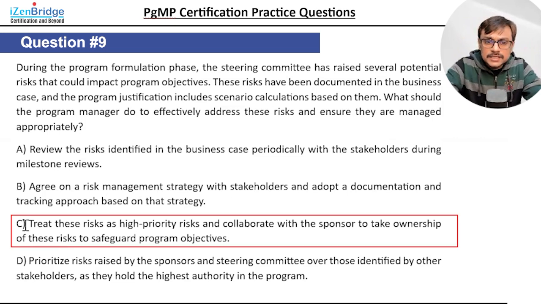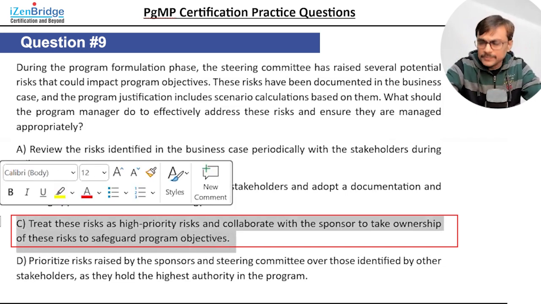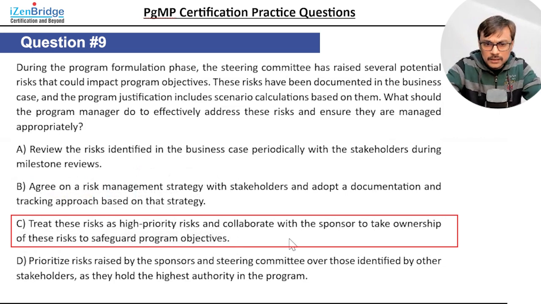Let's see. Option C, treat these risks as high priority risks and collaborate with the sponsor to take ownership of these risks to safeguard program objectives. Yes, they are most likely to be high priority risks. Yeah, and there is a possibility that some of them may not be high priority risks. Yeah, there's a possibility also.